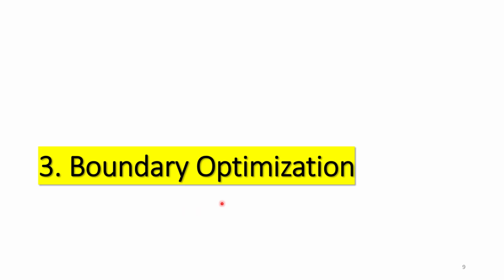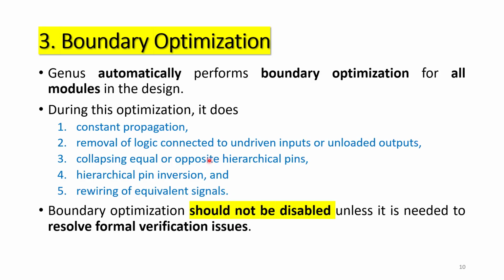Next technique is boundary optimization. Genus automatically performs boundary optimization for all modules in the design. Generally, you can take the example of a 4-bit ripple carry adder which contains 4 full adders. If data is going from one full adder to another full adder, during that stage some kind of optimization will be performed. So that is the boundary from one module to another module.